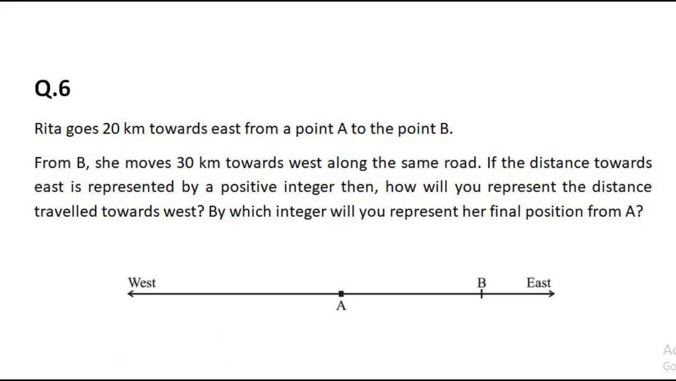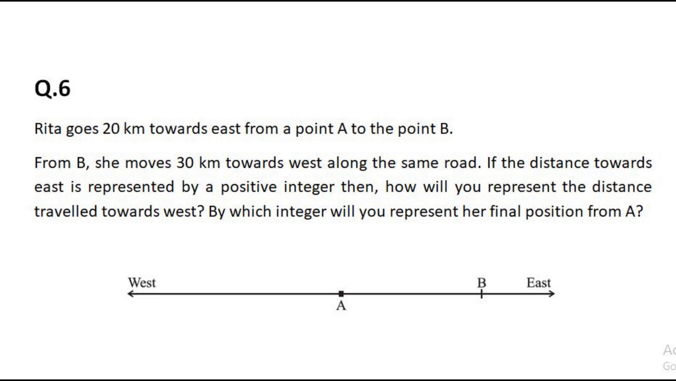Now go to question number 6. Rita goes 20 km towards east from a point A to the point B. You can see in the figure also. From B, she moves 30 km towards west along the same road. If the distance towards east is represented by a positive integer, then how will you represent the distance traveled towards west? Yes, we will represent it by a negative integer.